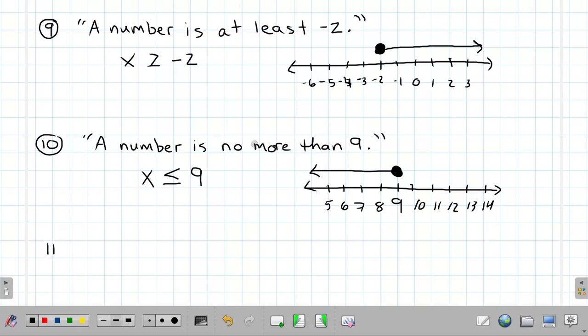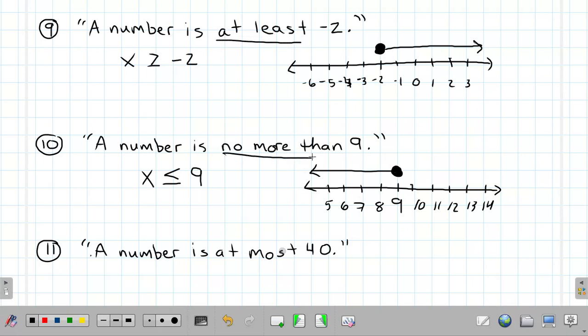Okay. And then the last one of these types of questions: a number is at most 40. I do want to point out all these little phrases: is at least, is no more than, is at most.